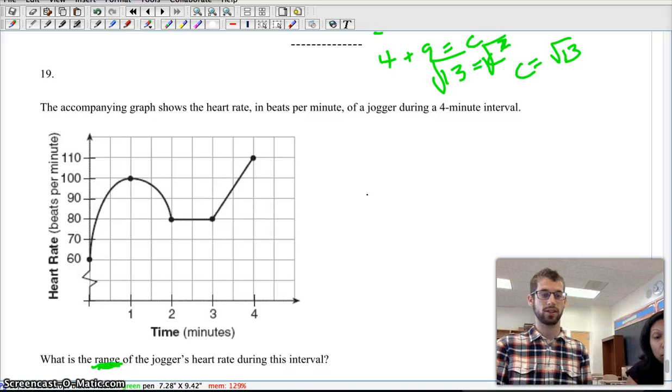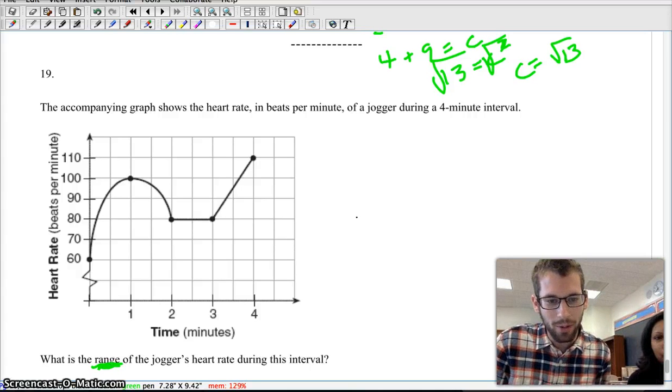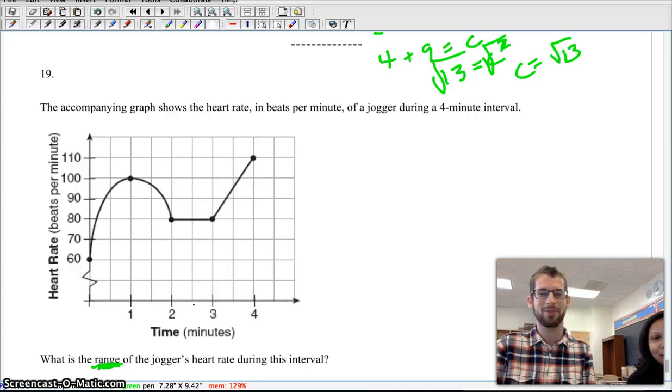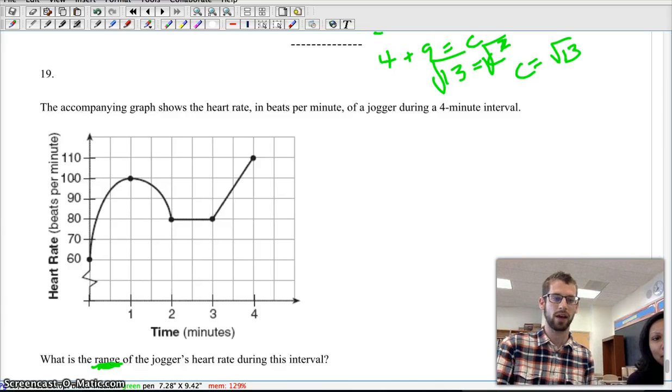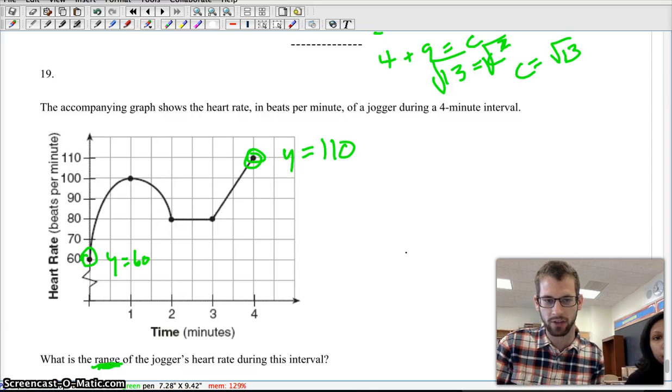So domain, of course, is going to be x. Range is going to be y. Up and down. Very nice. So we want to know the range of the jogger's heart rate. We've got to find the smallest y, so the lowest value on the y-axis. And it looks like it's right here. So this is going to be y equals 60. And then this looks like the highest it gets, and that's y equals 110. So I'm just reading the graph, looking at the axis over there.